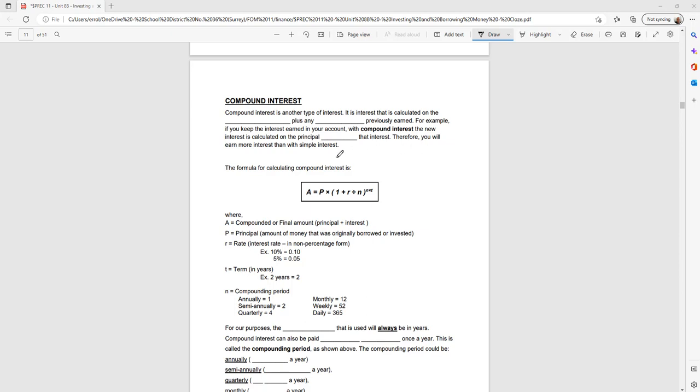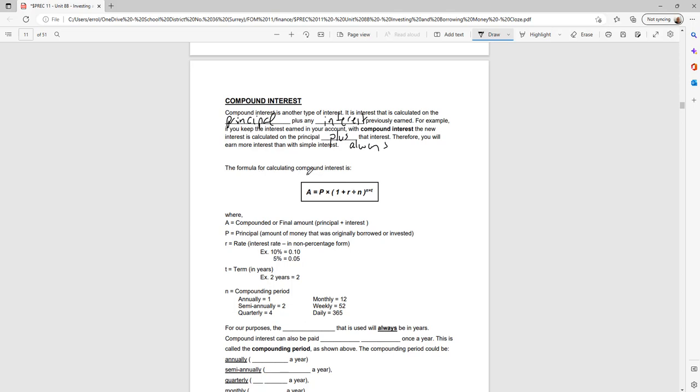Okay, so compound interest is another type of interest. It's an interest that is calculated on the principal plus any interest previously earned. For example, if you keep the interest earned in your account with compound interest, the new interest is calculated on the principal plus that interest. Therefore, you will always earn more interest than with simple interest. And this is true always.